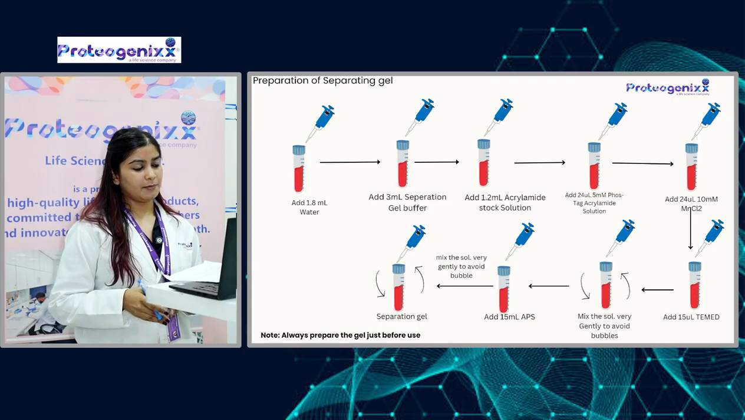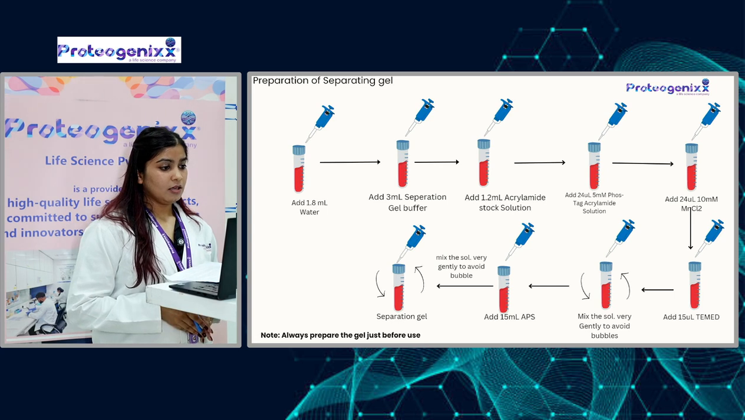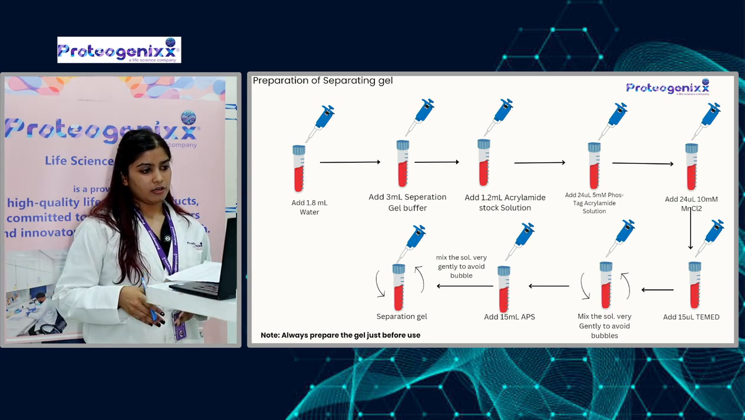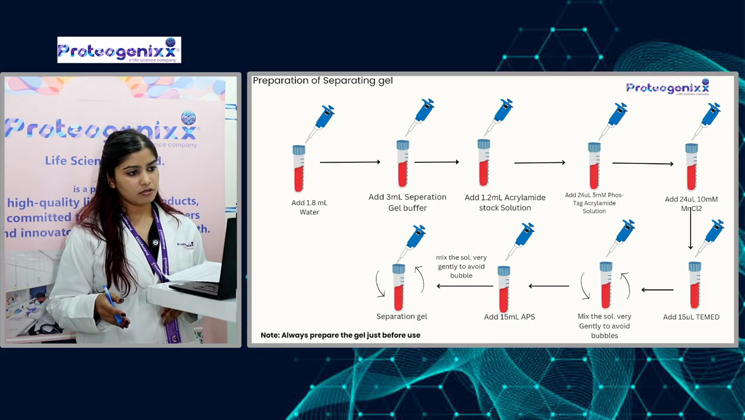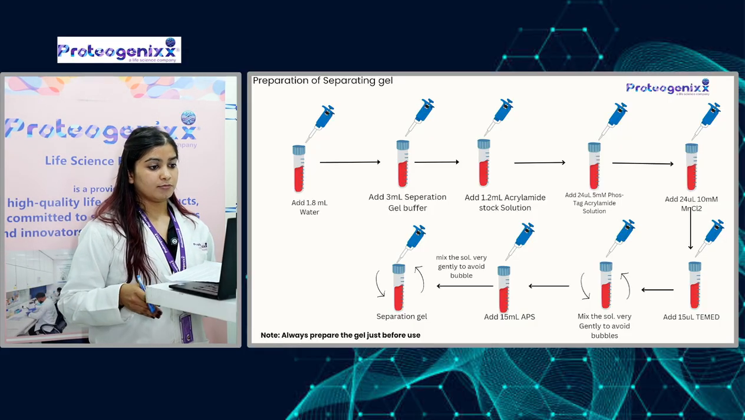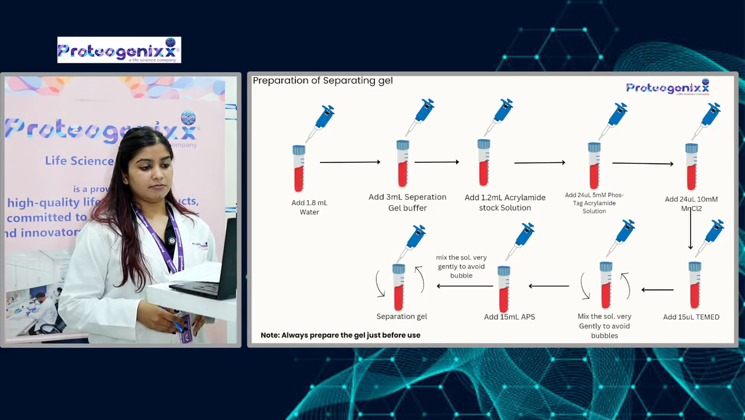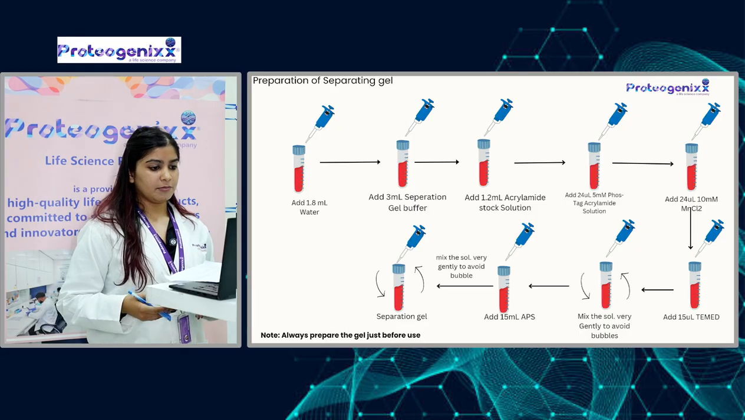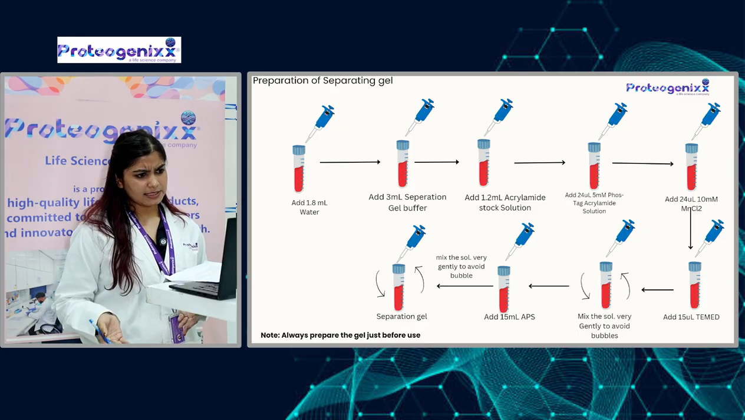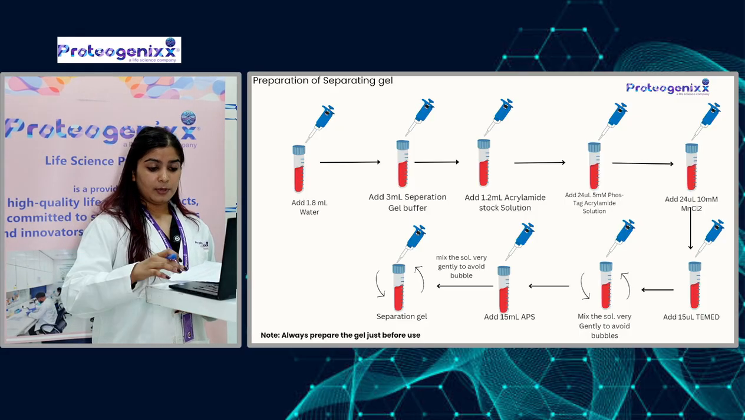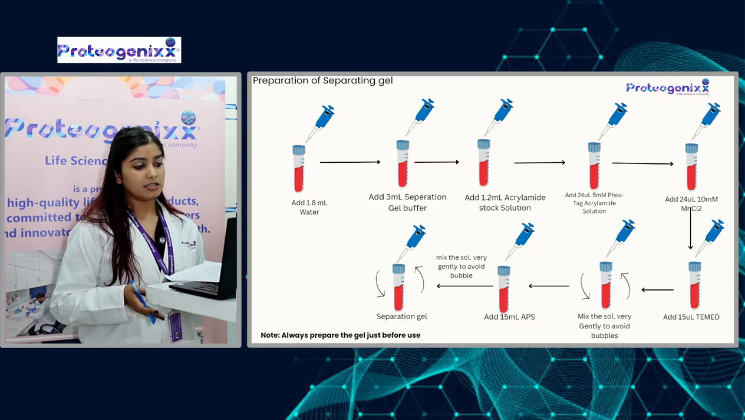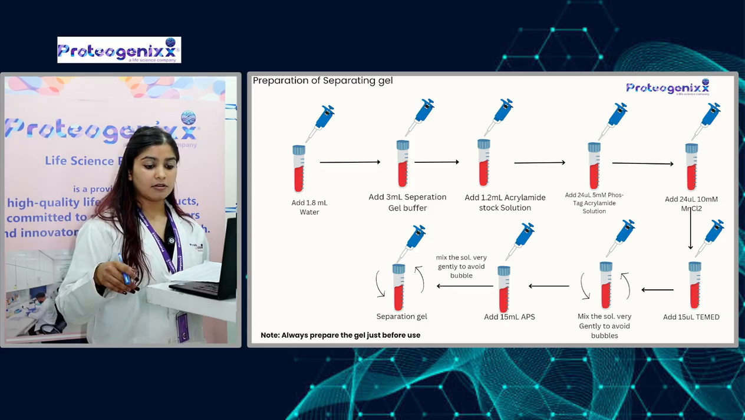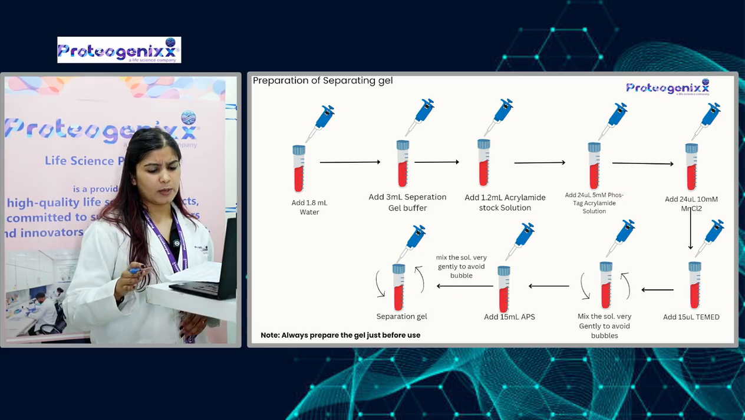Now, how do we prepare the separating gel? For the separating gel, we add the components in the following order. We first add the separation buffer, then the acrylamide stock solution, then the phosphate acrylamide solution, and then the divalent metal ion reagent. After that, TEMED and APS are added to polymerize the gel, and then we mix very gently to avoid bubbles. Then we add the separating gel into the gel cassette and allow it to polymerize for at least 30 minutes to 1 hour.